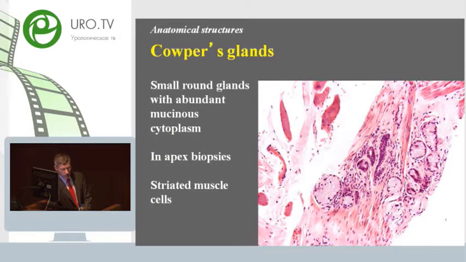In the other end of the prostate, you have the Cowper glands. They are located in the pelvic floor, so you sometimes see them together with striated muscle cells. This is an unusual finding, and it's much less of a problem than seminal vesicle, which is commonly seen.